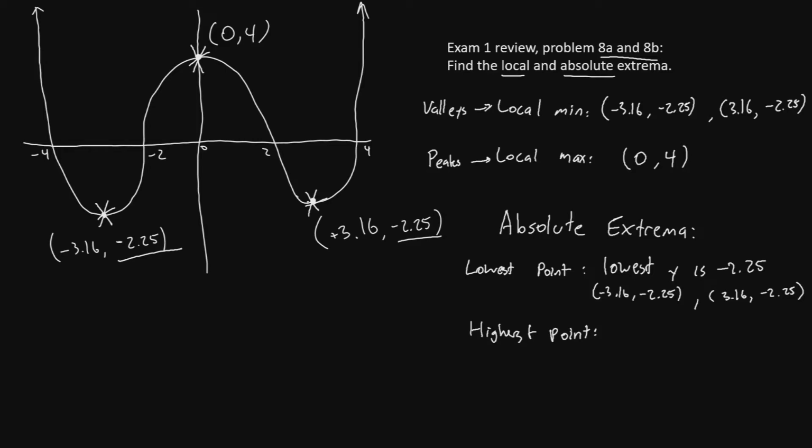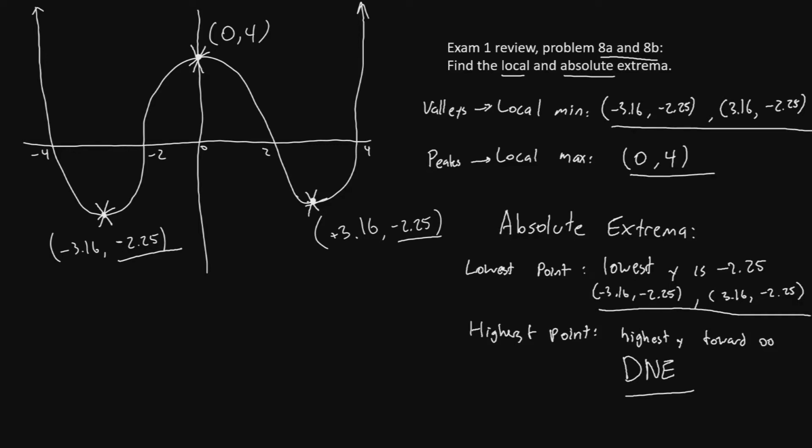Now for our highest point. We did have a local max at 0.4, but we can see from the up arrows that the rest of the graph goes much higher than 0.4 because it goes off to infinity. So we can say the highest y goes toward infinity. Therefore, there is no absolute extrema, and we say does not exist or DNE. So that takes care of the absolute extrema and the local extrema.